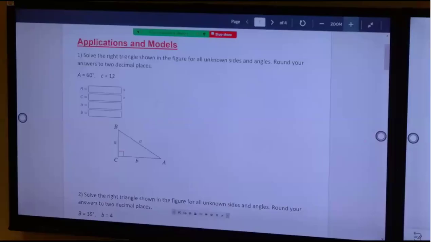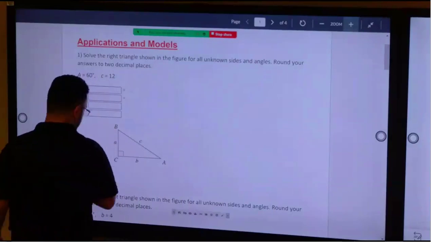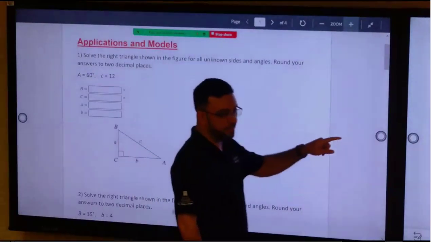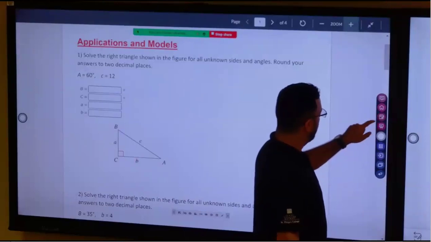Let's start with section 6.7. We're gonna do some application. And we already have the first question. Now, let's start one by one.